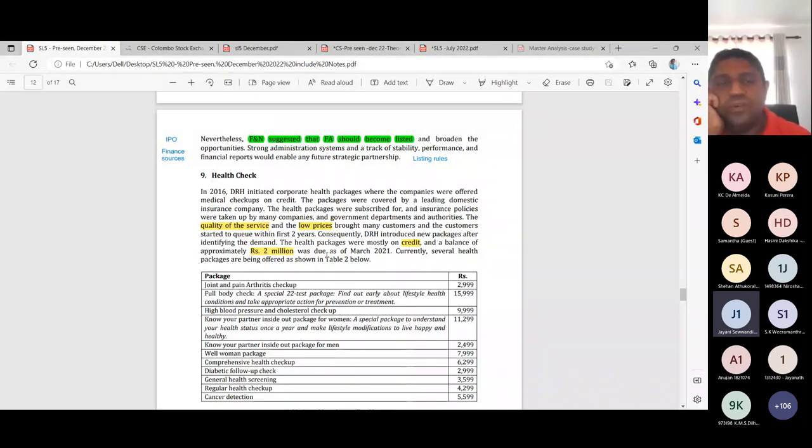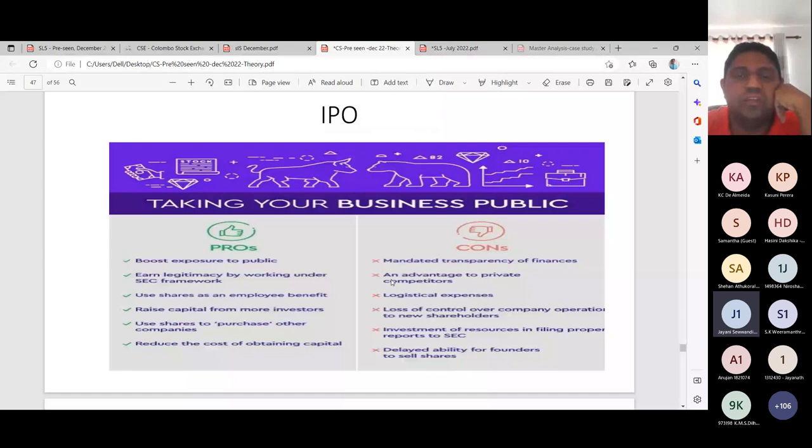And broaden the opportunity, a strong administrative system and track record of stability, performance and financial reports would enable any future strategic partnership. So look at this. These are financing sources, no? So one, you are trying to get more finance for expansion purposes by issuing shares. That is one of the options. They're asking you to list in the share market. And after that, they may purchase some of your shares and become one of the main shareholders. That may be the purpose. Right, so look at these IPO options. So what are the pros and cons of IPO options?